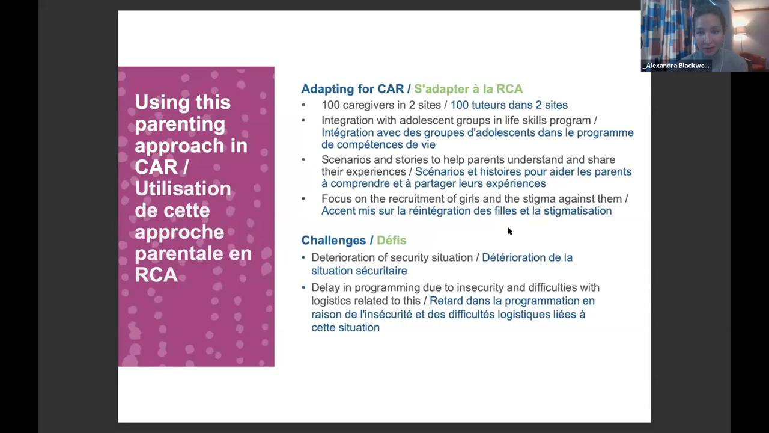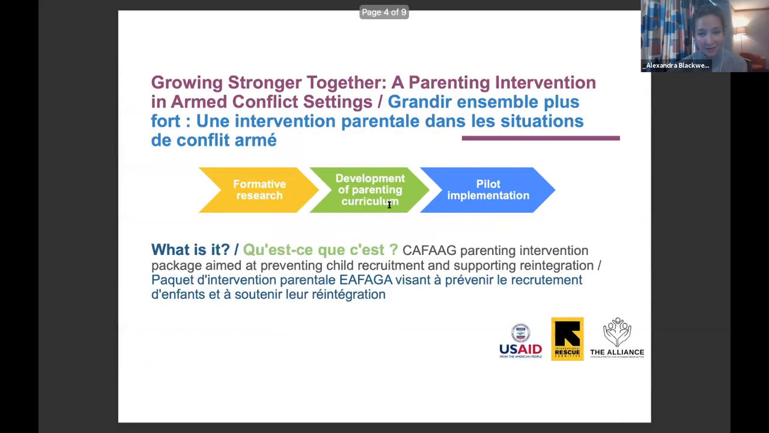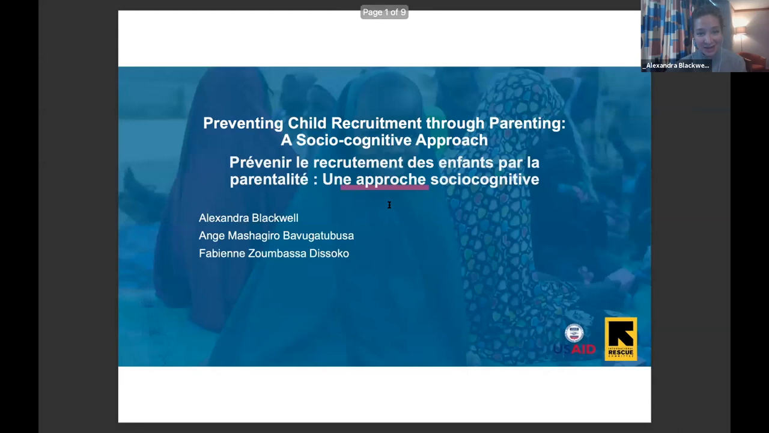Great, thank you, everyone. I'm Alexandra, I'm with the IRC. And today we're speaking to you about a project on a family-based intervention to prevent recruitment and support the reintegration of children. And so it looks like we're not on the first page of the presentation. Thanks so much. So you can go ahead to the second slide.